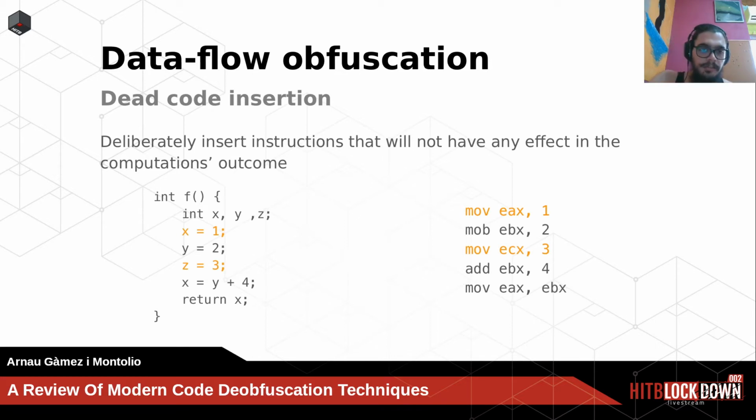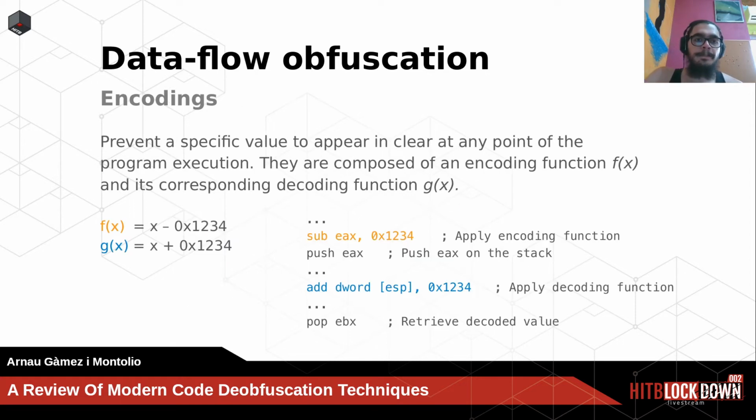As you can see, in both the C snippet and the assembly snippet, the marked instructions, in this case x equals 1 and z equals 3, and also in the assembly listing, the mov EAX, 1 and mov ECX, 3, do not have any effect on the outcome of the computation. So we call this dead code insertion, because basically this code is dead, it is useless.